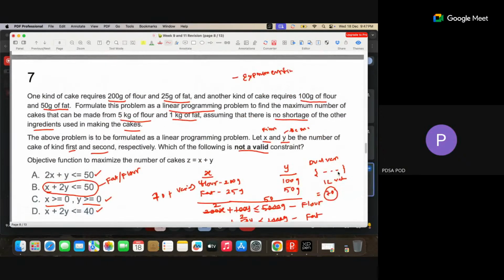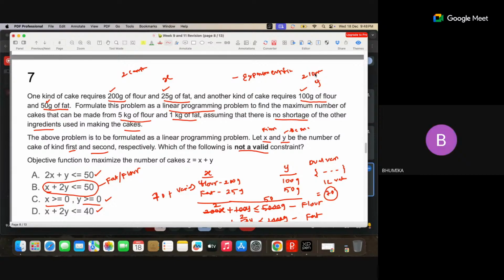Sir, how do we calculate the number of variables? Could you please repeat that? No, variables are very straightforward. Here the flour is having a constant of 200, and 25 grams of fat is one constant, for the X type of cake. Similarly, 100 grams of flour and 50 grams of fat are two constants, which are for Y. So here two constants are there for X, two constants are there for Y. Clear?